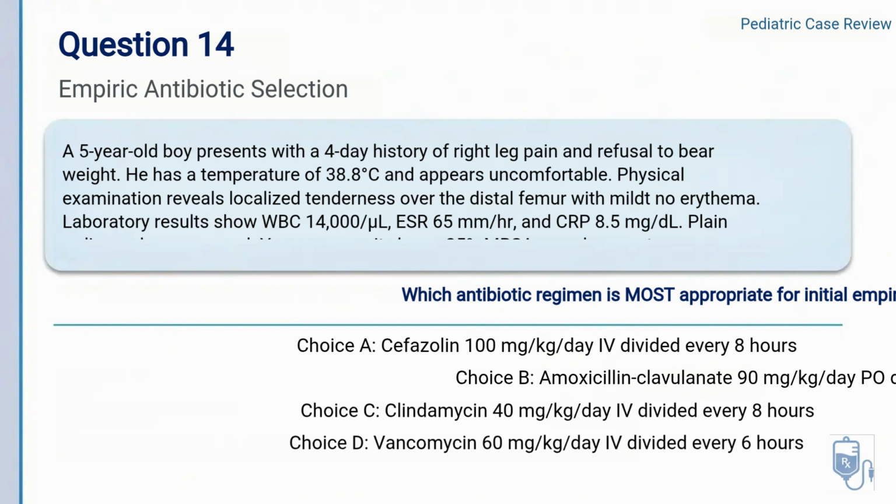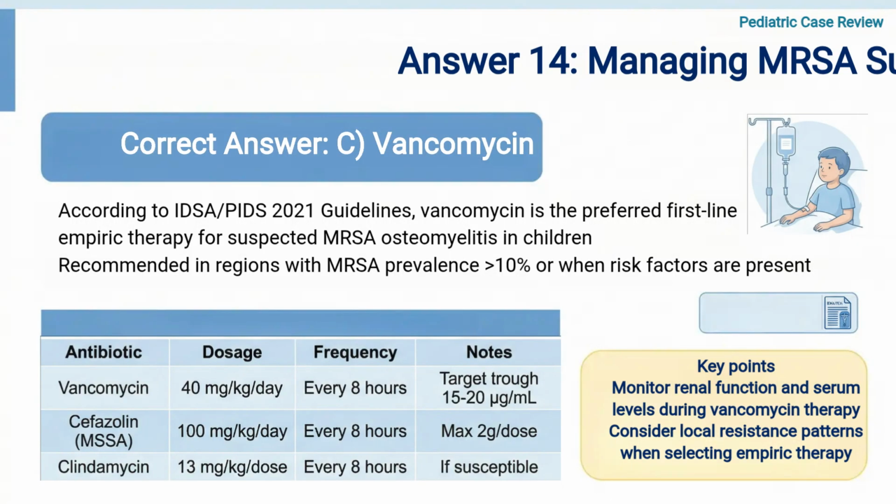Option A, cefazolin 100 milligrams per kilogram per day intravenously divided every 8 hours. Option B, amoxicillin clavulanate 90 milligrams per kilogram per day orally divided every 12 hours. Option C, clindamycin 40 milligrams per kilogram per day intravenously divided every 8 hours. Option D, vancomycin 60 milligrams per kilogram per day intravenously divided every 6 hours. The correct answer is option D, vancomycin 60 milligrams per kilogram per day intravenously divided every 6 hours.